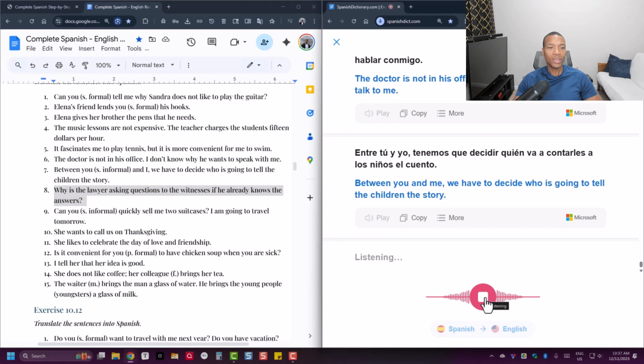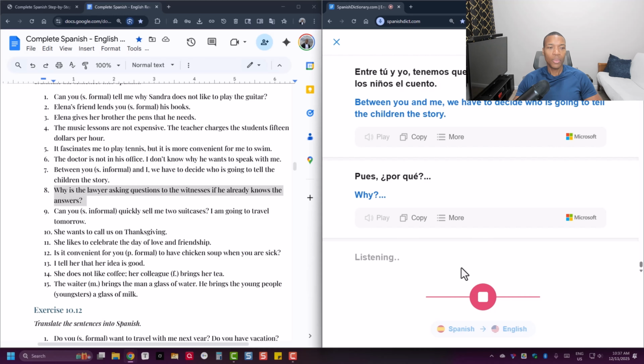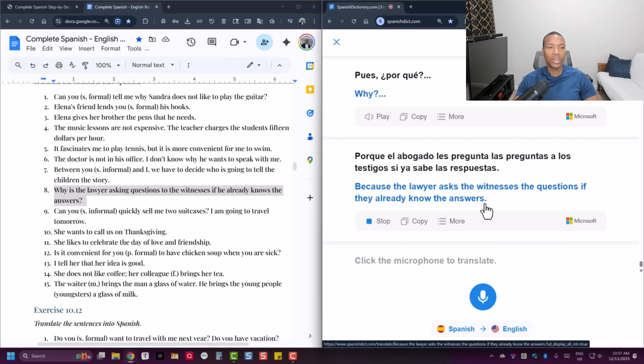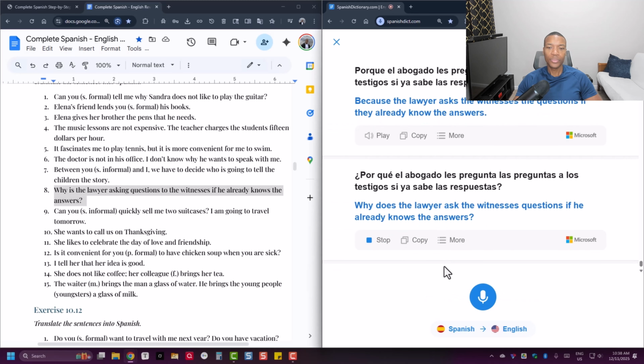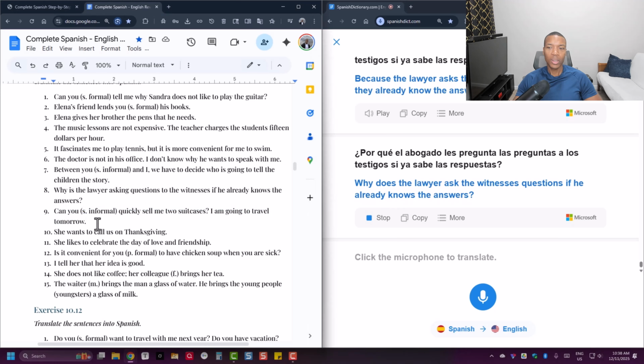Number 8. All right, let me at least read the sentence first. Why is the lawyer asking questions to the witnesses if he already knows the answer? Porque el abogado les pregunta las preguntas a los testigos si ya sabe las respuestas. Ooh, that was tough. Because the lawyer asks the witnesses the questions if he already knows the answer. Why does the lawyer ask the witnesses questions if he already knows the answers? All right. Is it witnesses?